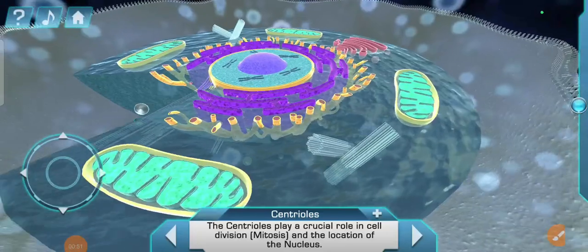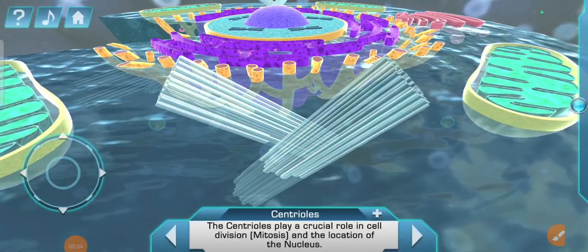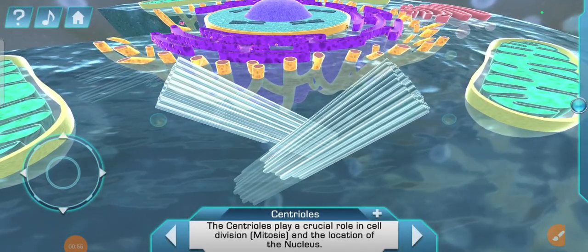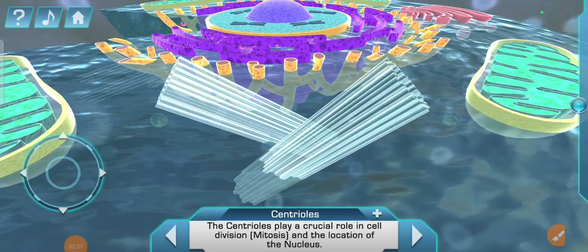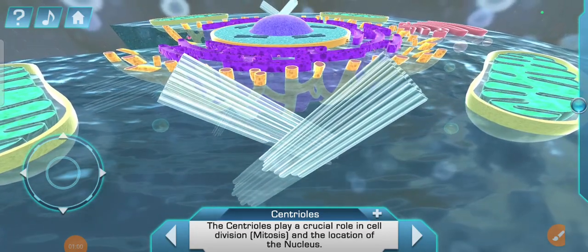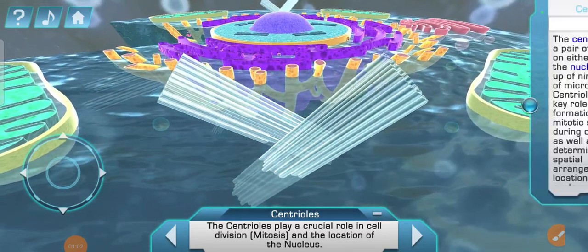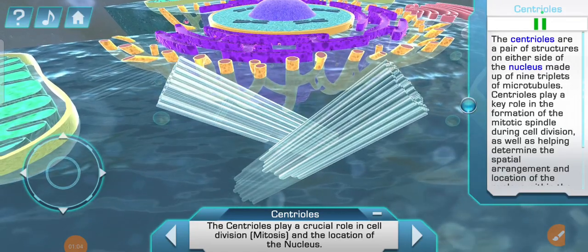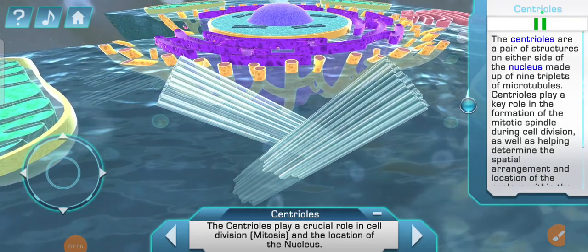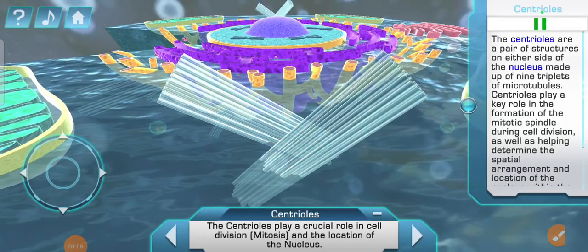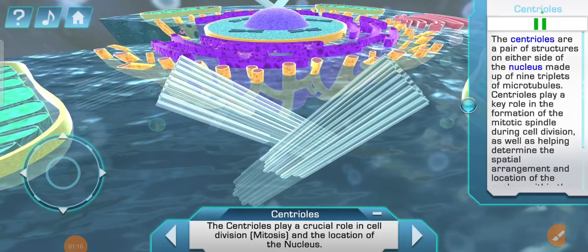Next one is centrioles. Here we can see the structure of centrioles. Centrioles play a crucial role in cell division, mitosis, and the location of the nucleus. The centrioles are a pair of structures on either side of the nucleus made up of 9 triplets of microtubules.